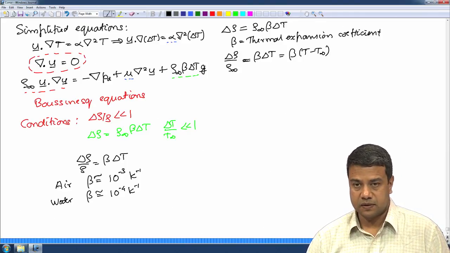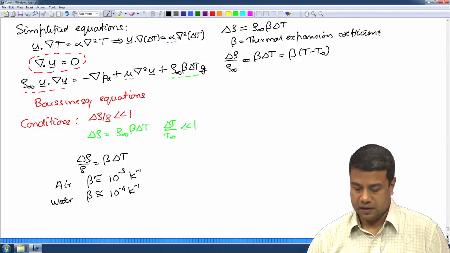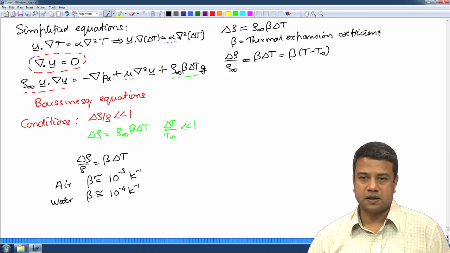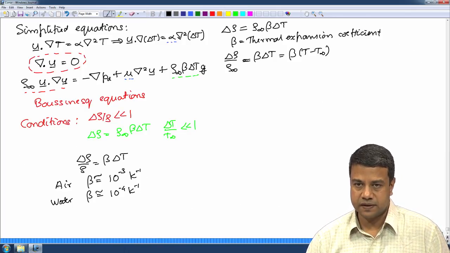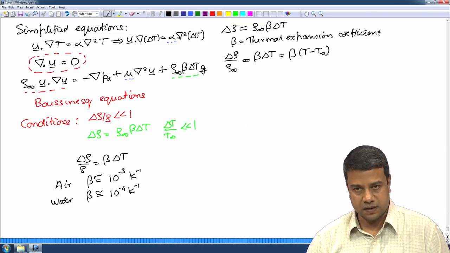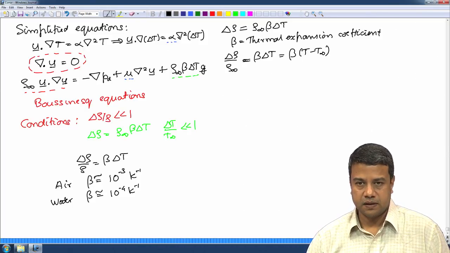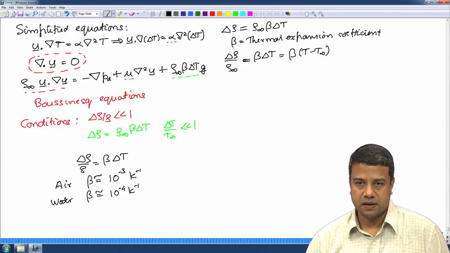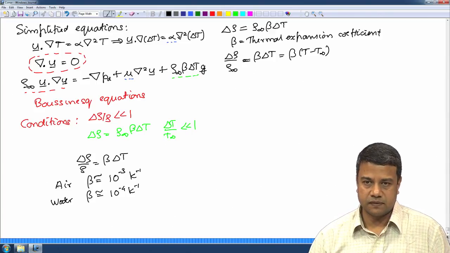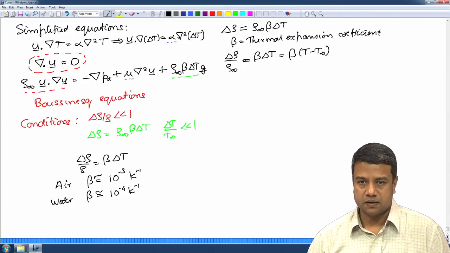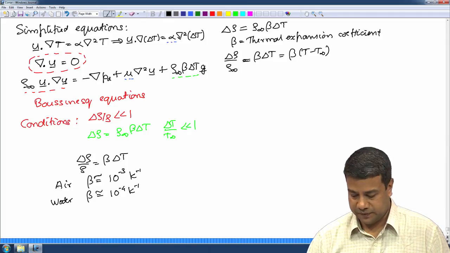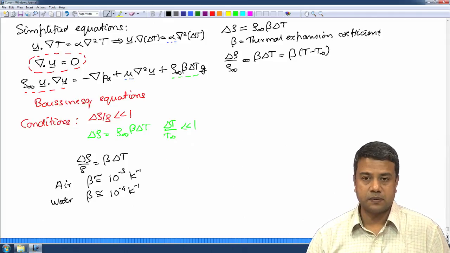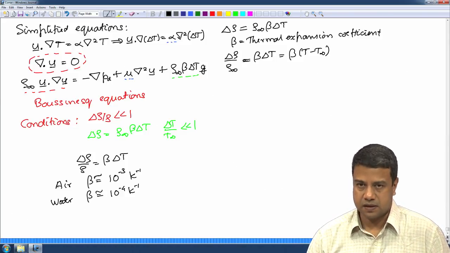Beta is exceedingly small both in air as well as in water at standard temperature and pressure. And therefore, even if the variation in temperature is of the order of tens to hundreds of degrees, delta rho by rho is still a small number. Because beta is such a small number, even if there is a variation of tens to hundreds of degrees in the temperature between the object and the surrounding fluid, beta times delta T, or the fractional change in density, is still small. And that is why these Boussinesq equations can be used for studying natural convection heat transfer problems.